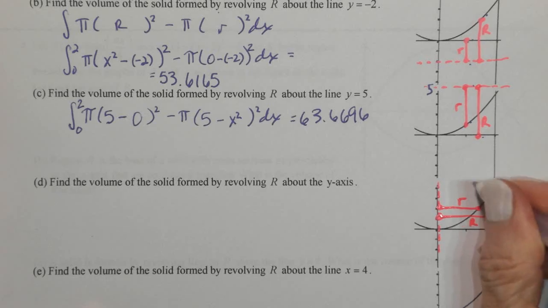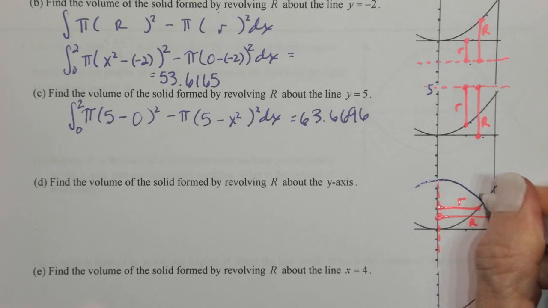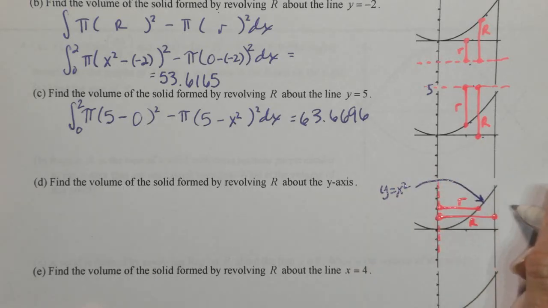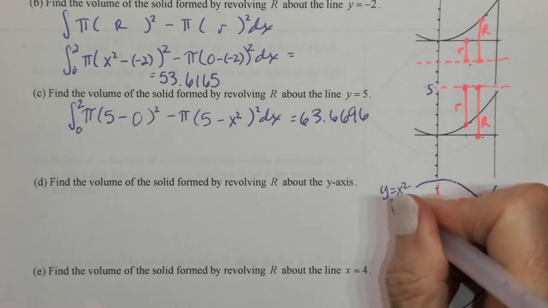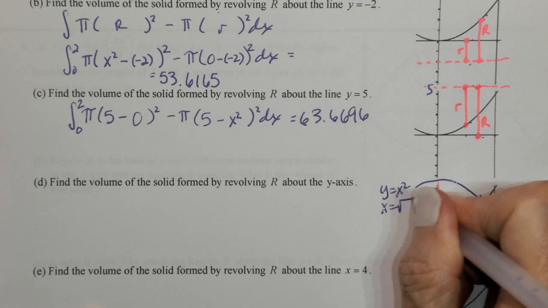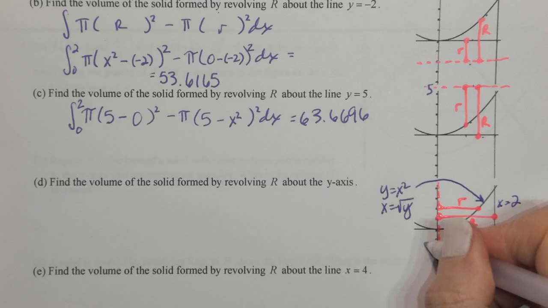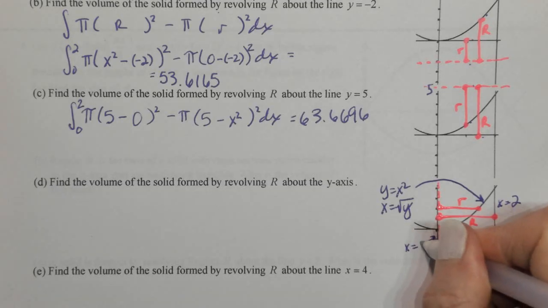Our curve is y is equal to x squared. But if we have to do right minus left, we have to solve for x. So x will be the square root of y. This is the line x is equal to 2. The y-axis is the line x is equal to 0.